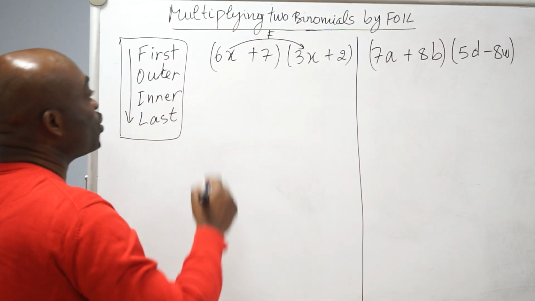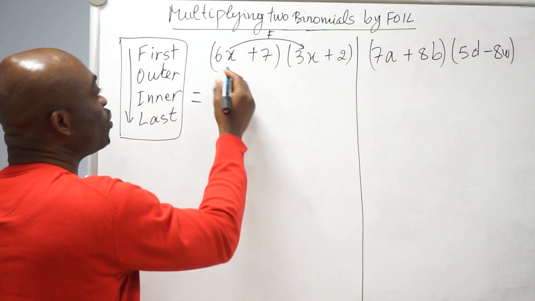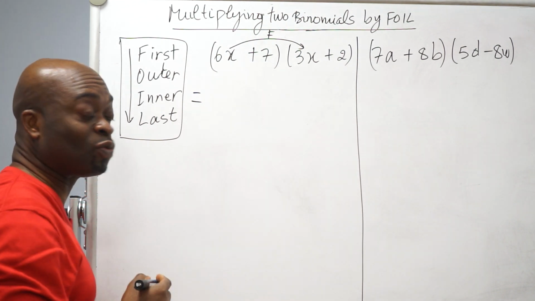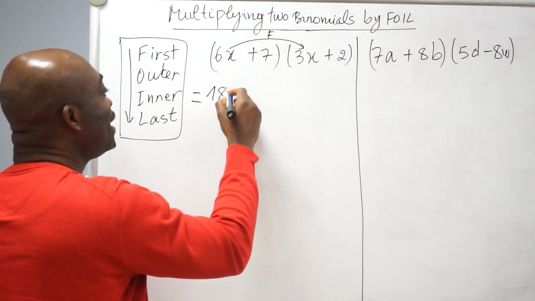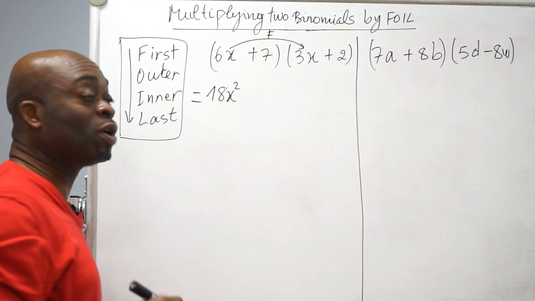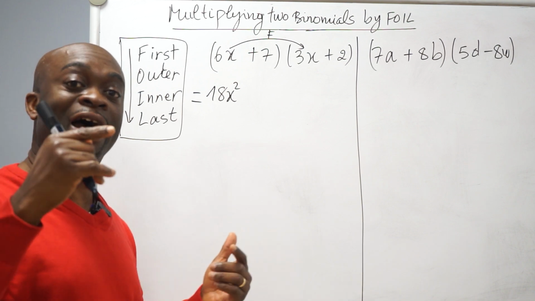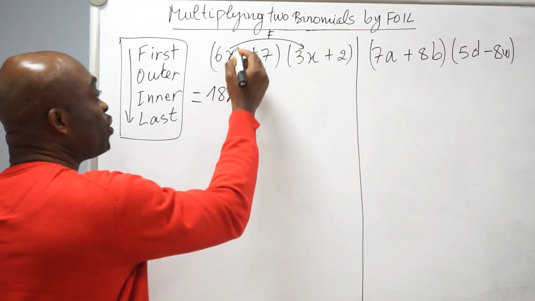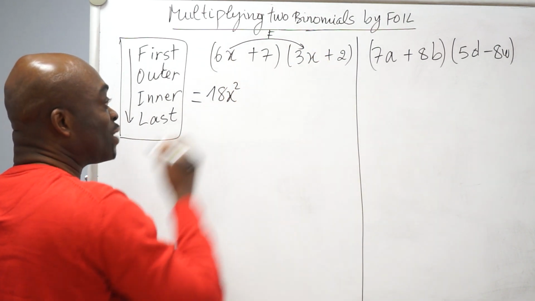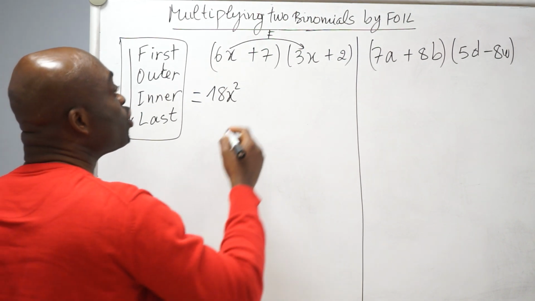So that's your first. All right? So that would give us what? So we come here. So 6x times 3x is going to give us what? 18x squared. Because remember, when you multiply the same variables, you add the power. So you have power 1 here, power 1 here. So that's why we're getting x squared. So let's go at it.